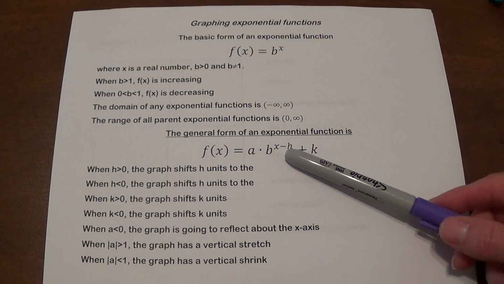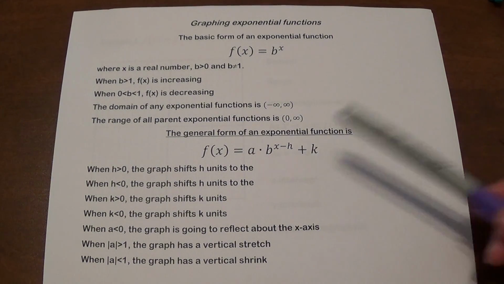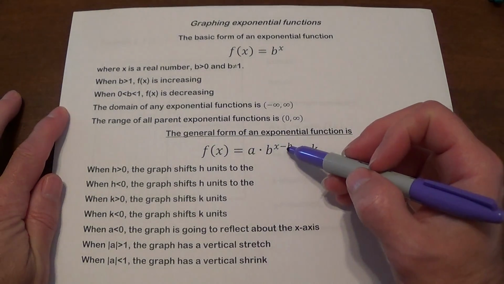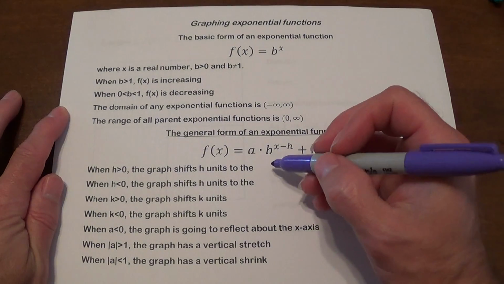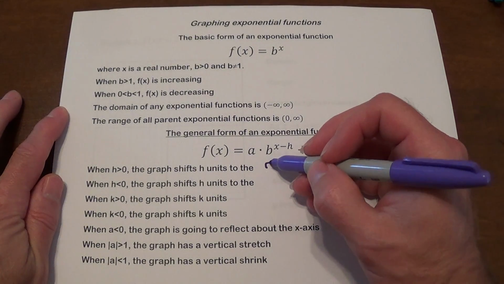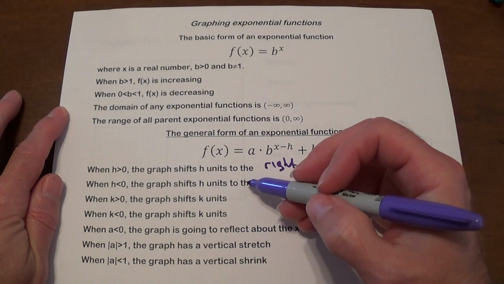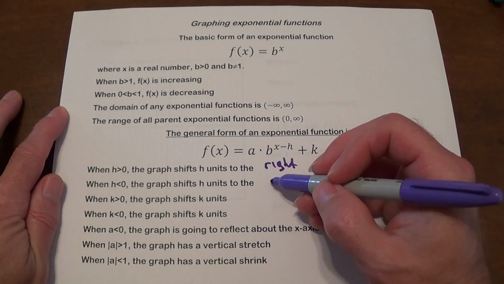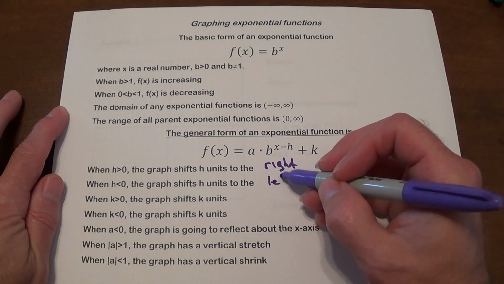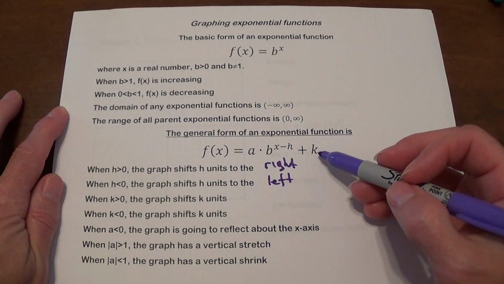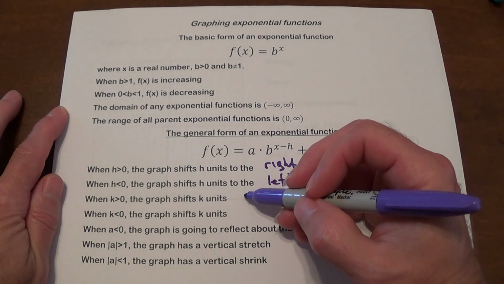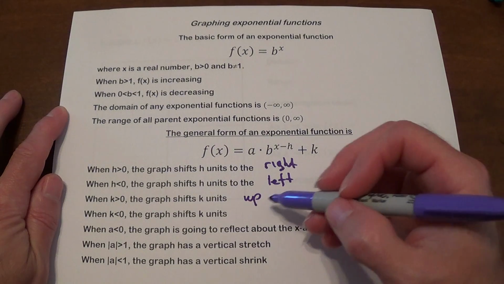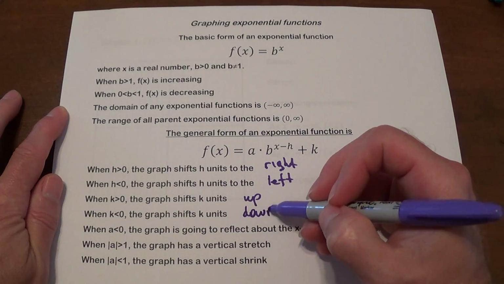So the h here is going to be responsible for shifting the graph to one of the sides. So when h is positive, so when we're subtracting a positive number, the graph is going to shift to the right. When h is going to be a negative number, so it's going to be x plus something, it's going to shift so many units to the left. When k is greater than 0, it's going to shift k units up. When k is less than 0, it's going to shift down.